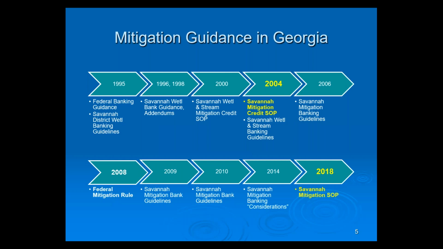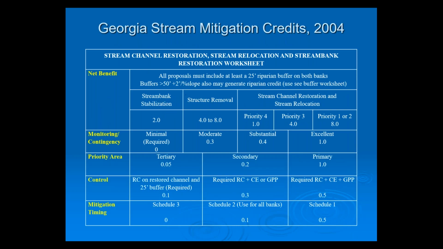So again, in 2008, there in the bottom left of your screen, that was the date of the final mitigation rule. And 2018, just the middle of last year, the Savannah District began unveiling a comprehensive revision to its entire mitigation policies and program. I want to make a note here that the Savannah District mitigation guidelines included the use of biological indicators for stream mitigation projects as early as 2004, and specific biological success criteria have been included since 2009, and we'll talk about those in just a moment.